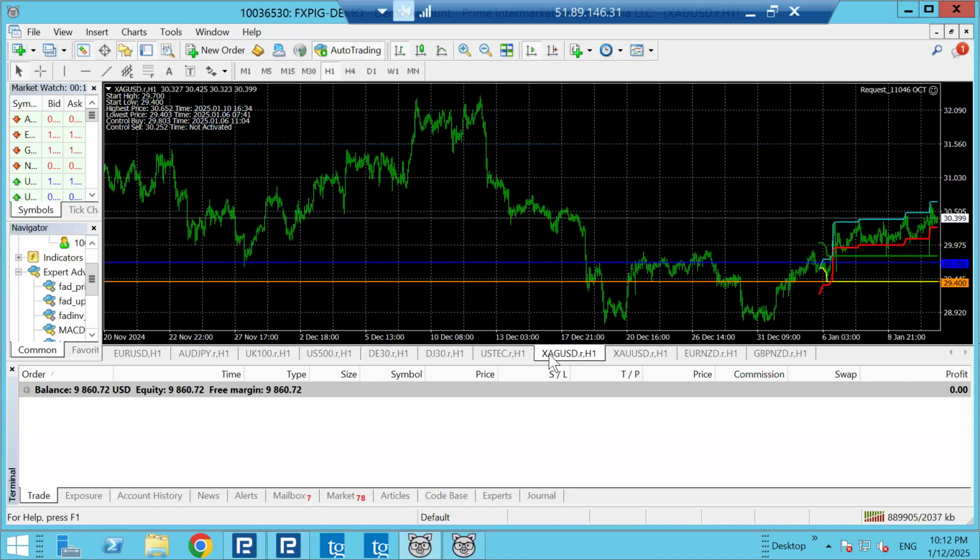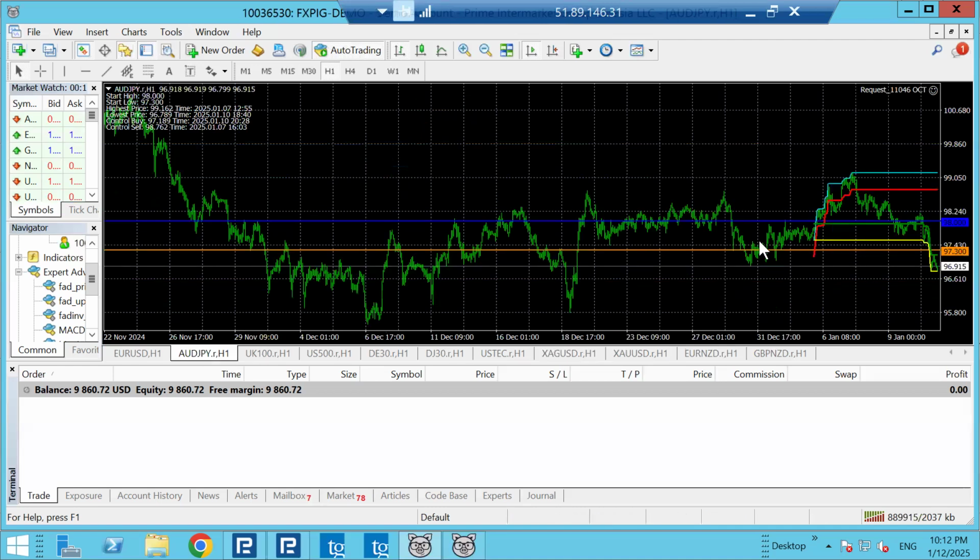Okay, for gold, for silver as well, you can see from this point the market has been static. So we just want to ensure that we identify this position as quickly as possible, and then we are able to buy all the way up to this point. Okay, so AUD JPY, you can see from this point the market went up to this point, and from this point the market started selling downwards to this point.